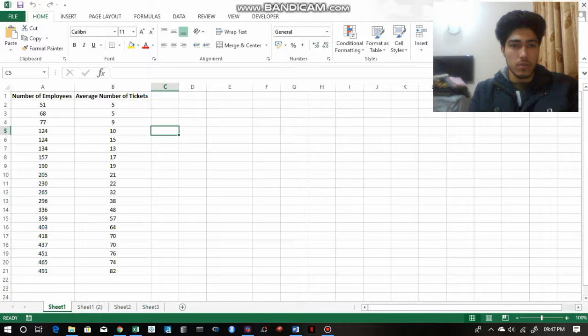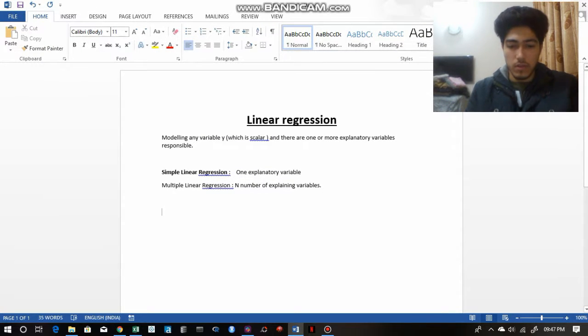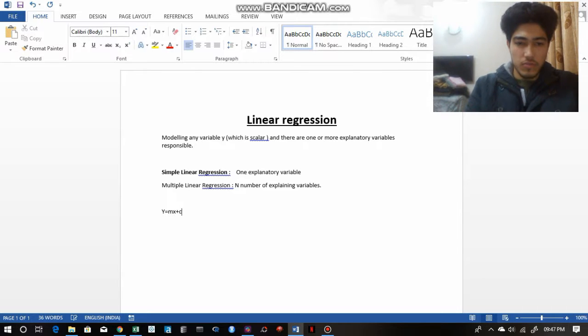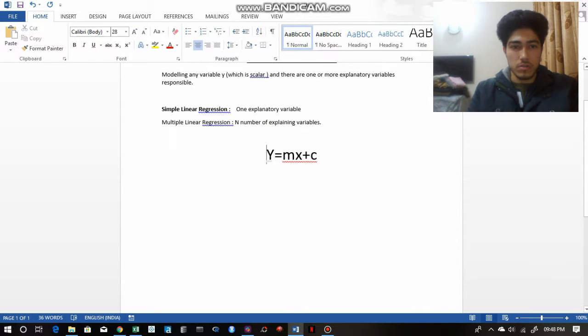Now let's write down the basic formula for calculating regression. The basic formula for regression is this: y is equal to mx plus c. Now what is y, what is m, what is x, and what is c here? We will be talking about this.